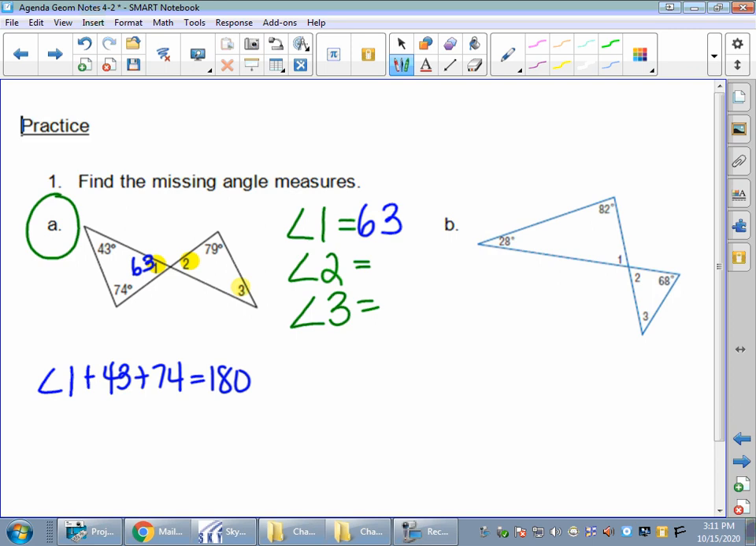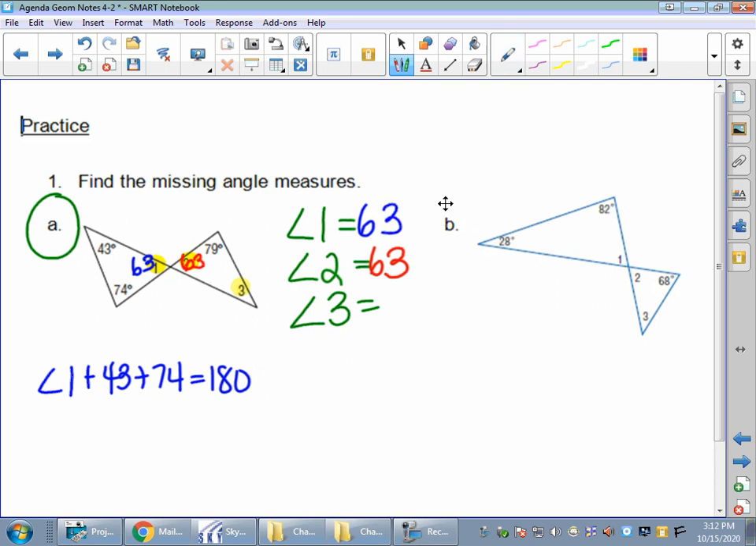Angle 2. Usually they'll go in the order in which you give them. Angle 2, we secretly know, we're going back to chapter 1. Angles 1 and 2 are related to each other. What kind of angles are they? Those are vertical angles, right? They're formed by two intersecting lines. And what do you always know about vertical angles? They are equal. So this has to be 63 degrees as well.